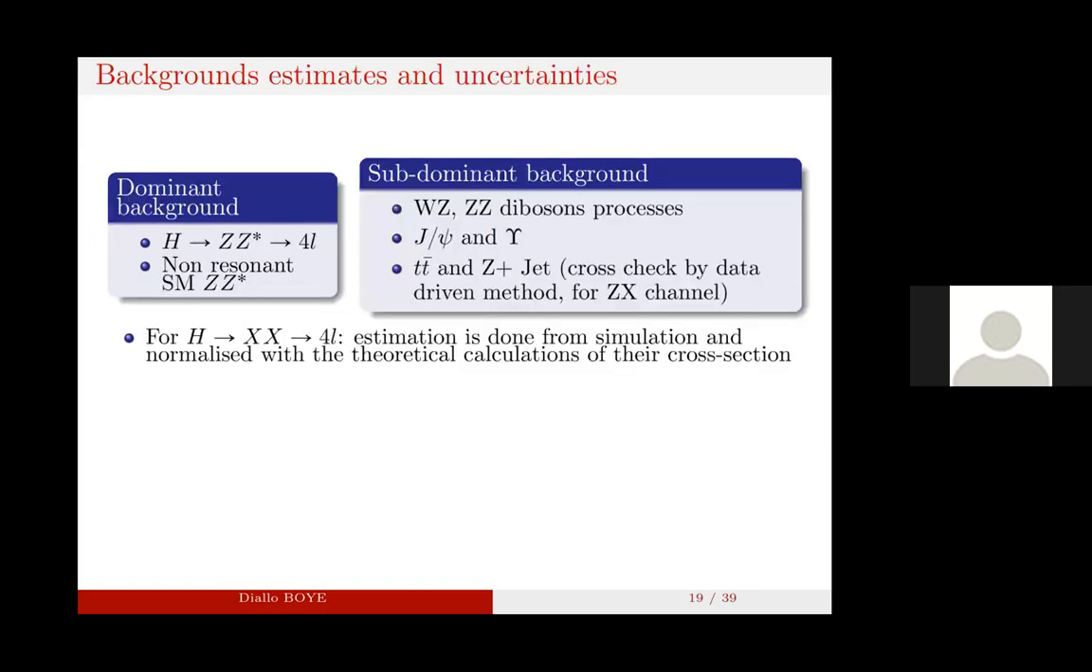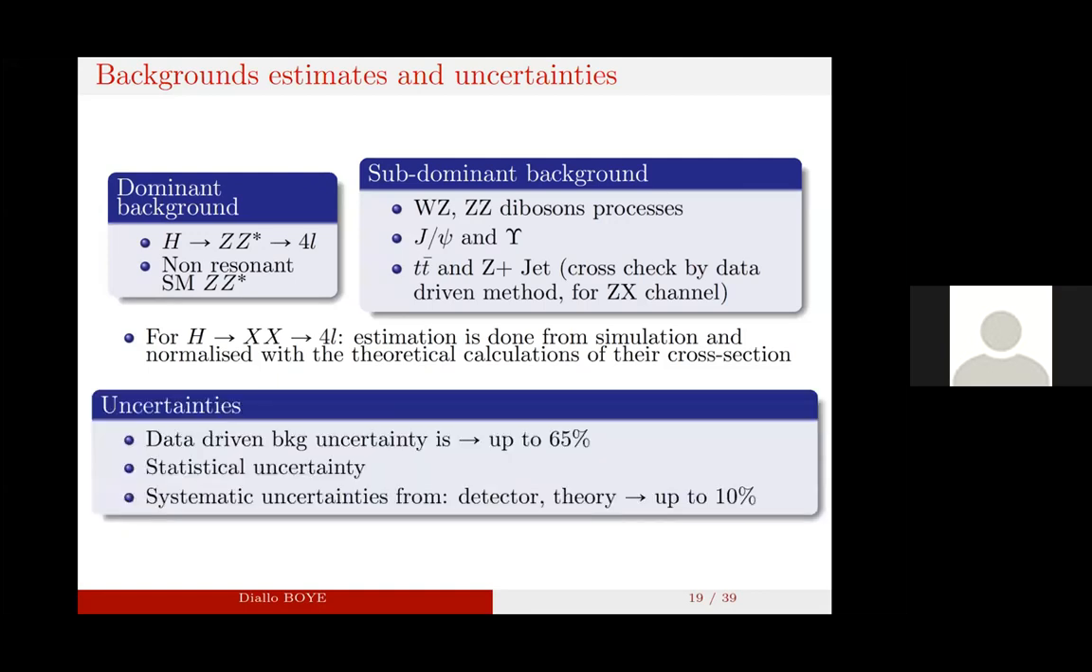So our dominant backgrounds are Higgs to ZZ star to 4L, the non-resonant standard model ZZ star, and our subdominant backgrounds are WZ, ZZ, J/psi, epsilon, ttbar, and Z plus jets. And for the high mass, or for Higgs to XX to 4L, the estimation is done from a simulation, and it's also normalized with a theoretical calculation to the cross section.